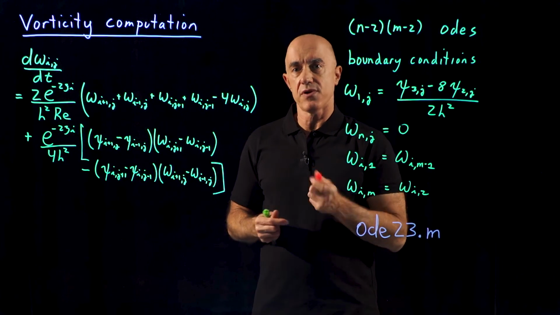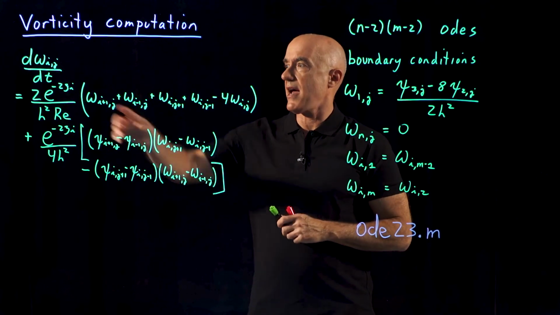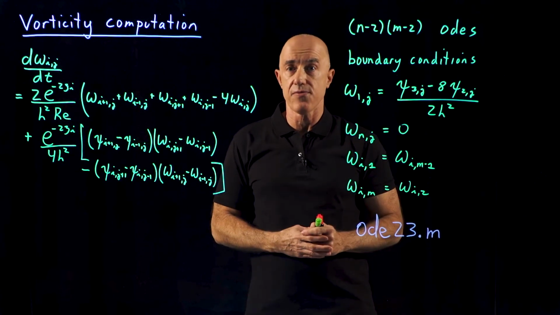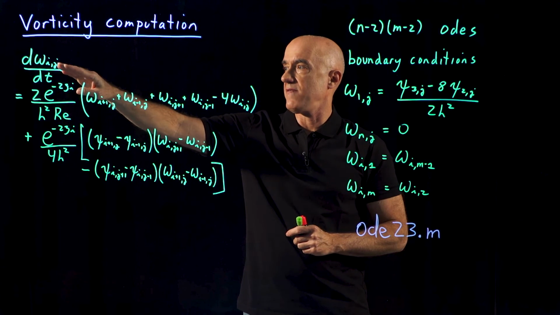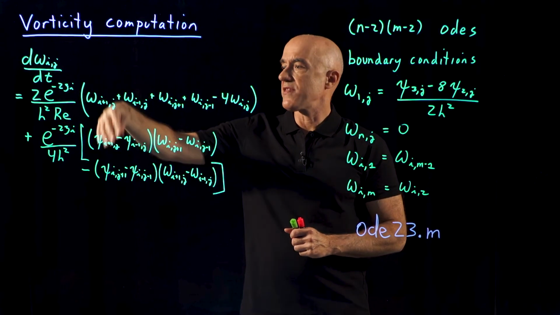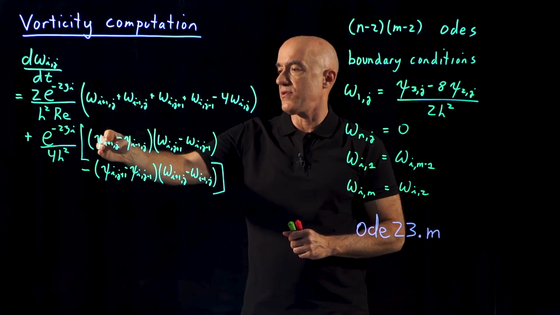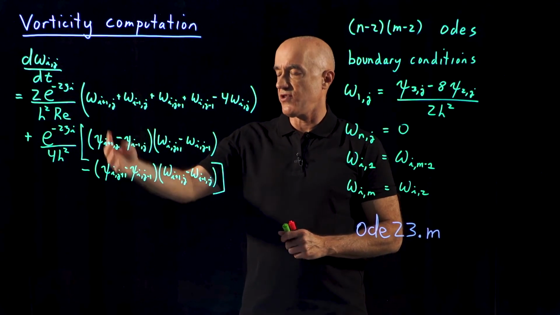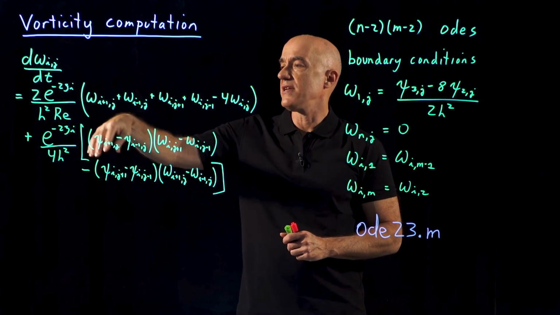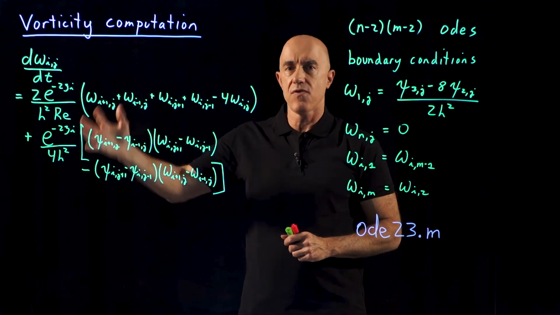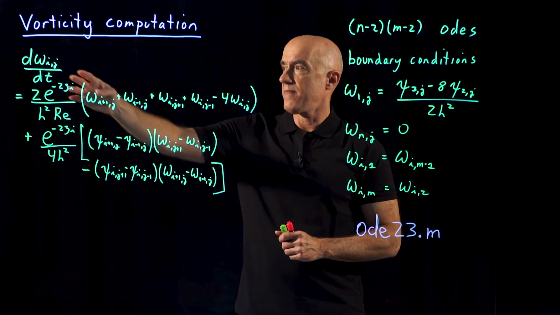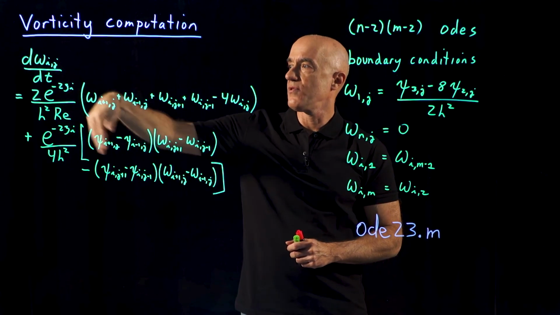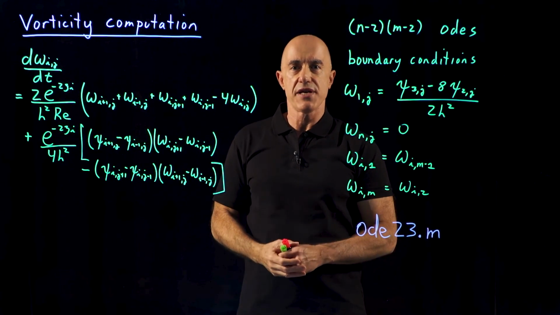Okay, so let me review. Most of the computational time will be spent calling ODE23 in order to integrate the vorticity equation. To integrate the vorticity equation, you have to compute the stream function. So you have to solve the matrix equation for the stream function. And then you need to compute this right-hand side for all the interior points on the grid. ode23.m will do the hard work of doing the integration in time.